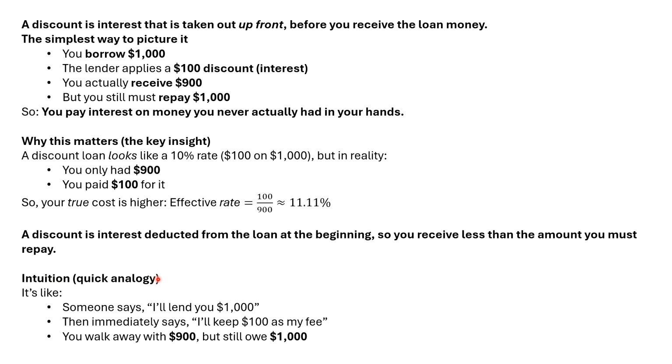Some intuition here, a quick analogy. Someone says, I'll lend you $1,000, then immediately says, I'll keep $100 as my fee. You walk away with $900, but then you still owe $1,000, which you need to repay at whatever the end of the term of the loan is.